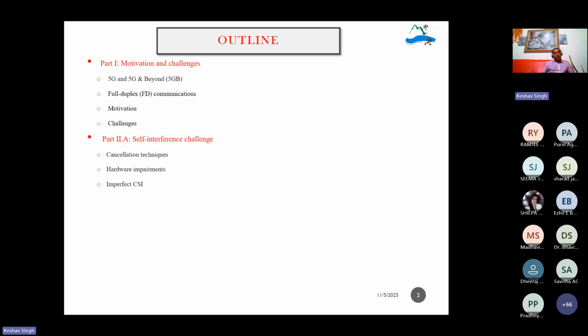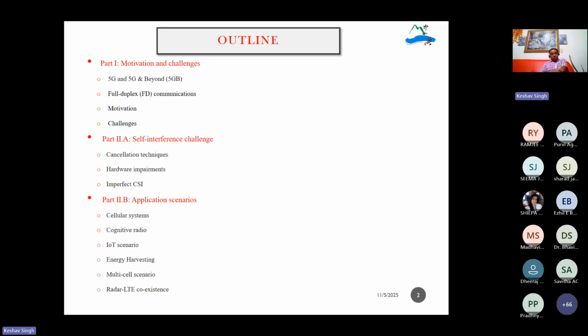But at the same time, there are various hurdles in the full duplex case: the cancellation technique, hardware impairment, and also imperfect CSI. If you know the CSI perfectly, you can cancel.